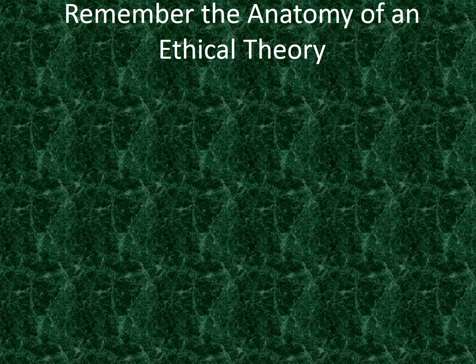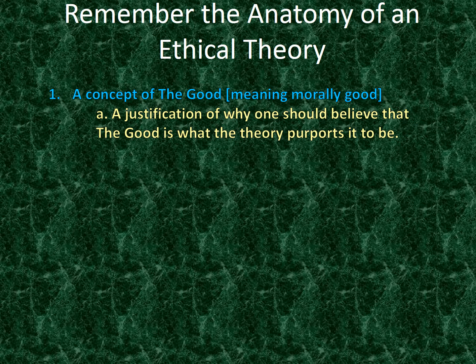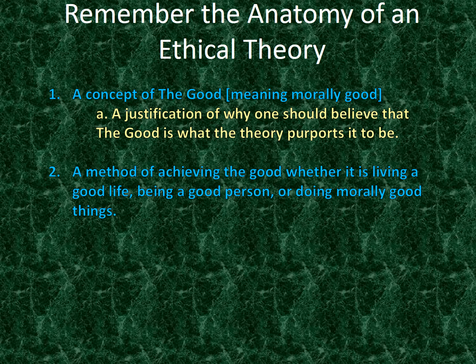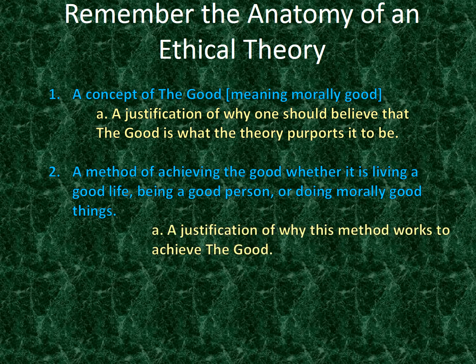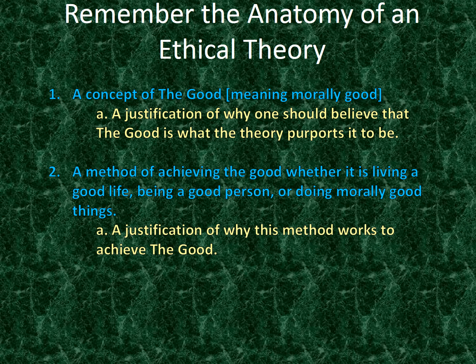Now, if you recall, we will be breaking down all the major ethical theories we cover into what I last time called the anatomy of an ethical theory. This anatomy includes a concept of the good, meaning the morally good, a justification of why one should believe that the good is what the theory purports to be, a method of achieving the good, whether it is living a good life, being a good person, or doing morally good things, and finally a justification of why this method works to achieve the good. So now that we are reminded of that, let's try to apply the anatomy to cultural relativism.